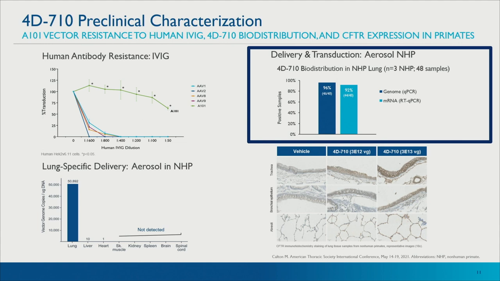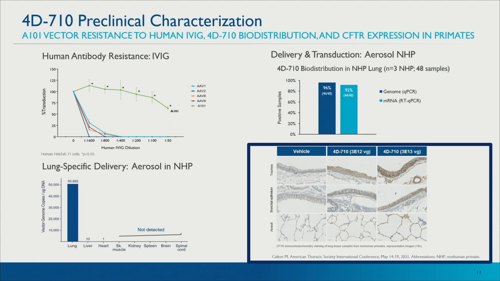And then if you look down at the bottom, you can see that there was a dose-dependent increased protein expression in the trachea and in the bronchi and in the alveoli in the non-human primates. And this was distributed in all cell types in these non-human primates.